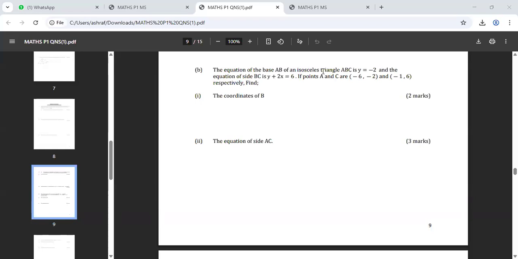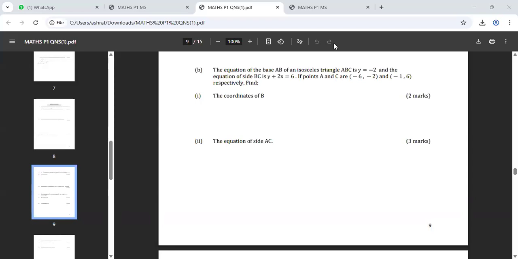Are you together, Francis? Francis, are you together? Francis has dropped off. So Francis, you can just find the gradient of BC from the equation of the line, and then use the 2 points to find change in y over change in x, and then make x the subject.